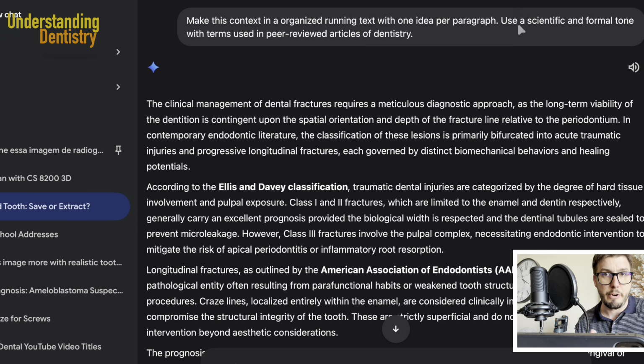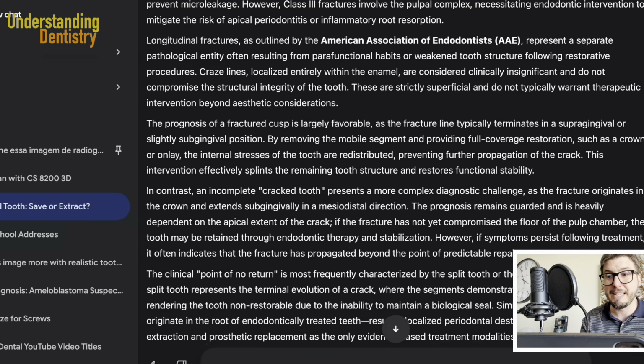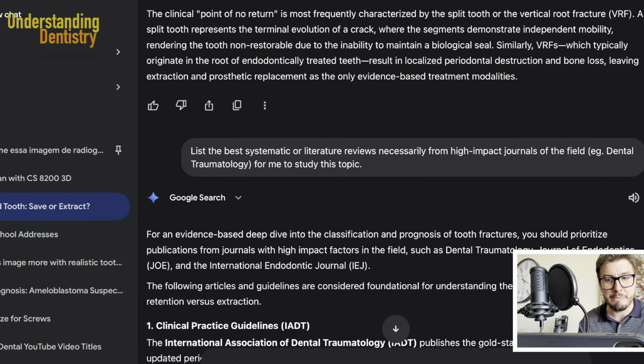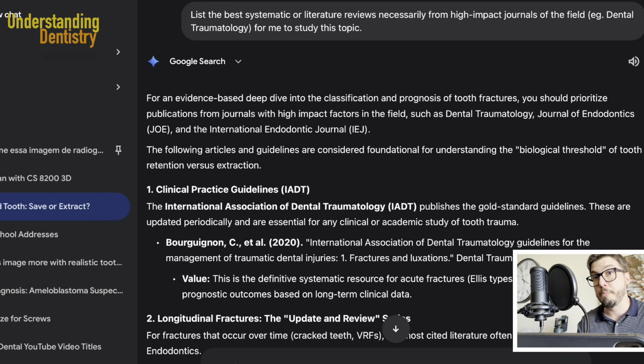And then even for you to write, that's the rule of scientific writing. So if you are a member of the YouTube channel, go back to the courses of not only artificial intelligence, but also scientific writing using artificial intelligence as well. And now finishing our prompt, take a look at this. Use a scientific and formal tone with terms used in peer-reviewed articles of dentistry. Okay, so that's already very nice. And then I have my running text here, okay, which is a little bit better, of course, with only good terms of dentistry.